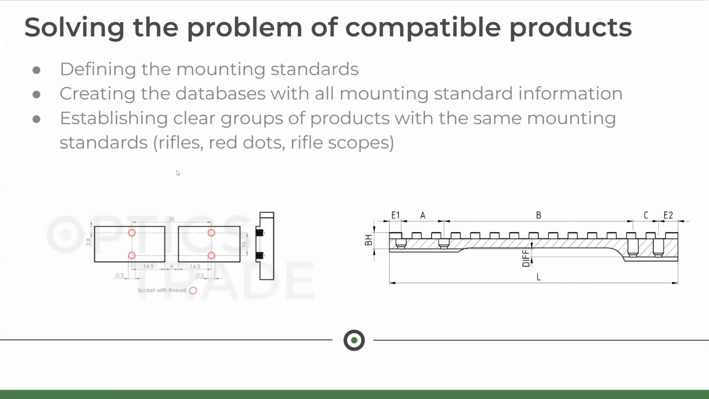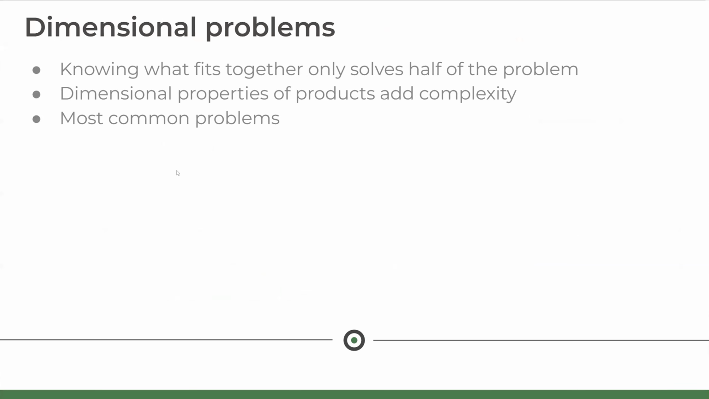When we formed all this data into databases, and gathered all this dimensional information, we saw that there are clear groups of products with the same mounting standards. So this part of the equation we were solving quite well, but then we saw that unfortunately this is just a part of the equation, because all of these products have their own dimensional properties, and they interact between each other. So even if you know what fits together, it doesn't mean that you're able to actually mount it together.